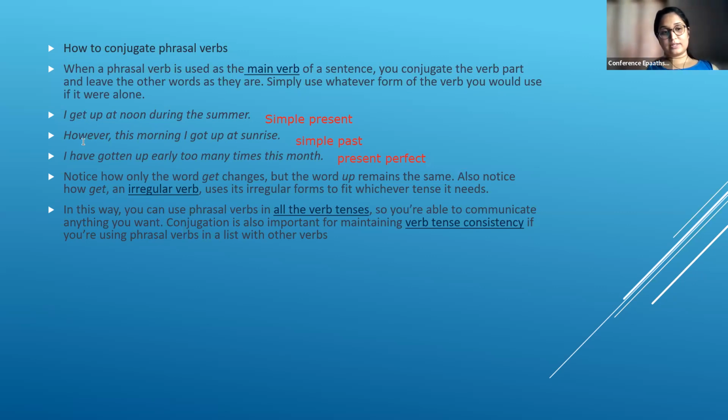So this is a phrasal verb, get up. It is changing according to the tense. Get up, got up, I have gotten up. There are three examples: simple present, simple past, and present perfect.